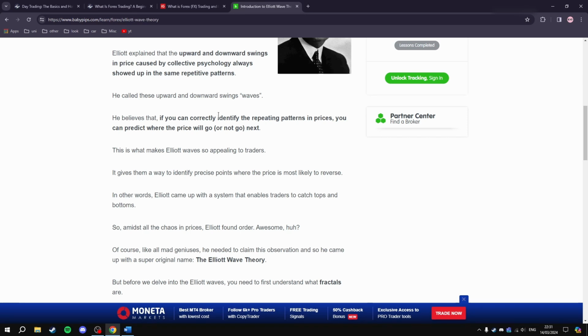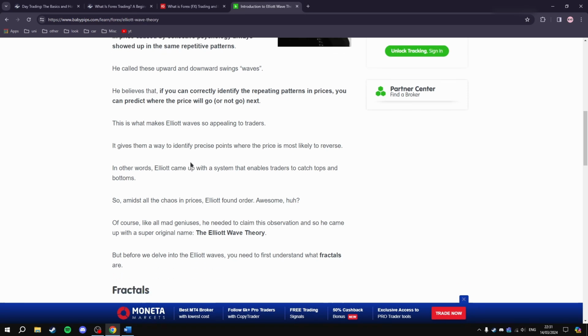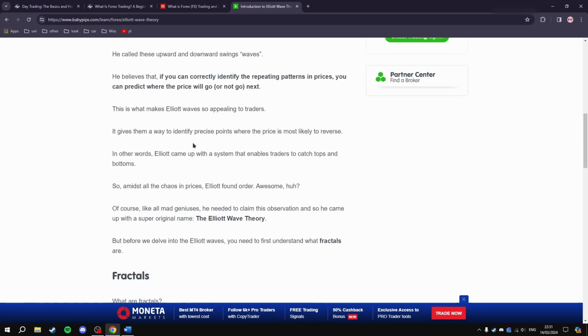It gives them the way to identify precise points where the price is most likely to reverse. In some other words, Elliott came up with a system that enables traders to catch tops and bottoms. So amidst all the chaos in the prices, Elliott found order. Awesome, huh? Of course, like all mad geniuses, he needed to claim this observation, and so he came up with a super original name, the Elliott wave theory.